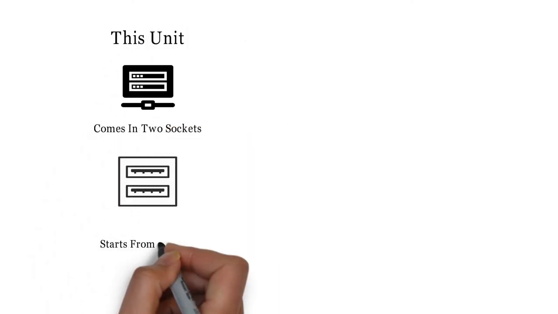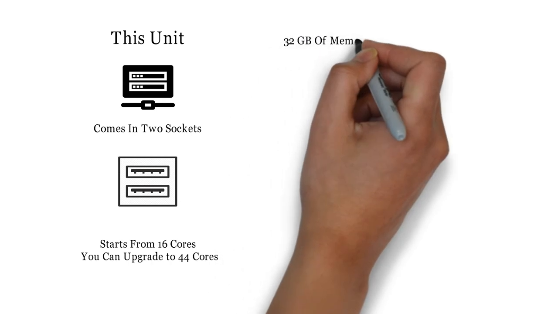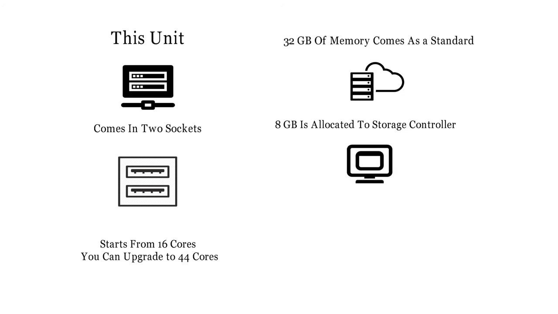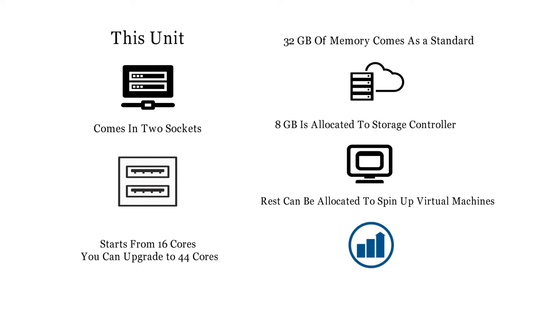This unit usually comes with two sockets, which start from 16 cores and can be upgraded to 44 cores. Standard version comes with 32 GB of memory, from which 8 GB is allocated to the storage controller while the rest can be allocated to spin up virtual machines. Upgrades are available up to 1.5 TB.